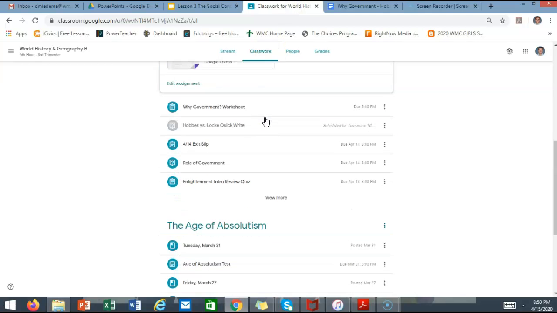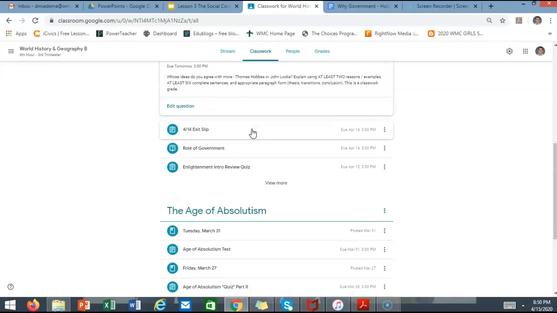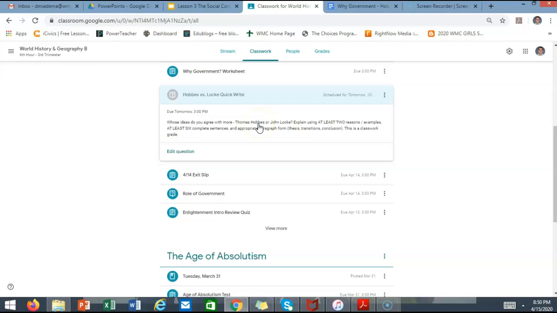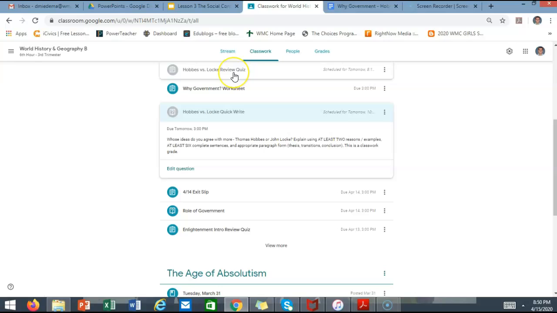This quick write is not going to get posted until 10 a.m. today. That's just to give you enough time to review the worksheet, do the review quiz, review the notes, and not rush into doing the quick write. Because I think there's a few of you that are maybe rushing a little too much to get work done. Take your time, do it well.